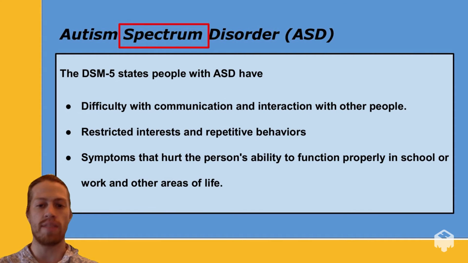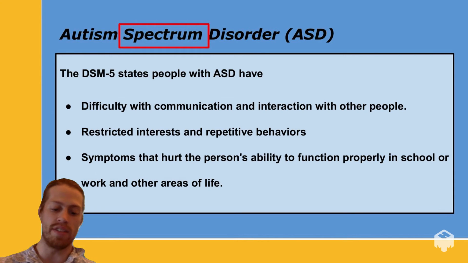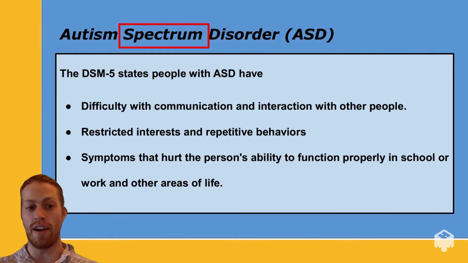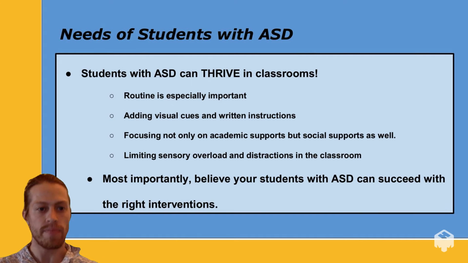And so the DSM-5, or the Diagnostic and Statistical Manual for Mental Disorders, which psychologists use to help diagnose conditions, states that people with autism spectrum disorder have a difficulty with communication and interaction with other people, restricted interests and repetitive behaviors, and symptoms that hurt the person's ability to function properly in school or work and other areas of life. And I would just add there, without proper intervention, because that's what this talk is all about.